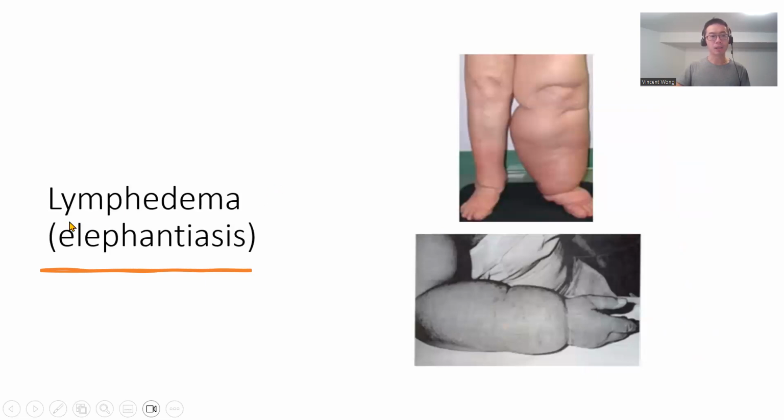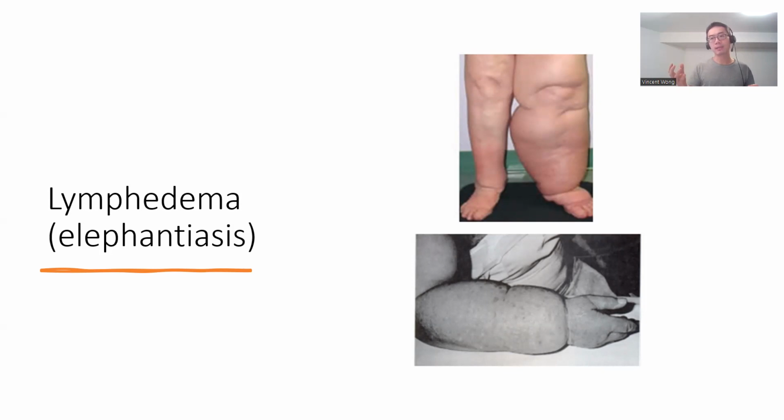Now this is called lymphedema, or some people call it elephantitis, which is a situation where the lymphatic vessels are blocked. And it could block for various reasons. Maybe there is some kind of tumor growth, or sometimes there are these parasites that can live in the lymphatic vessels and block them, or maybe the valves are damaged. Anyway, a lot of causes.